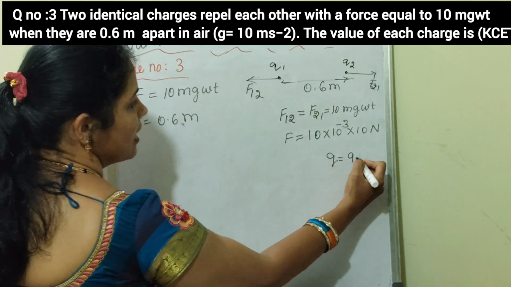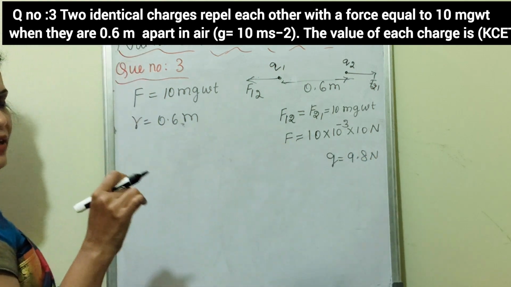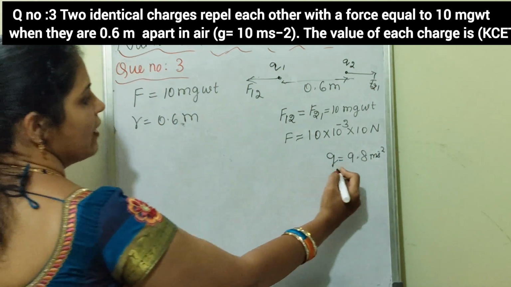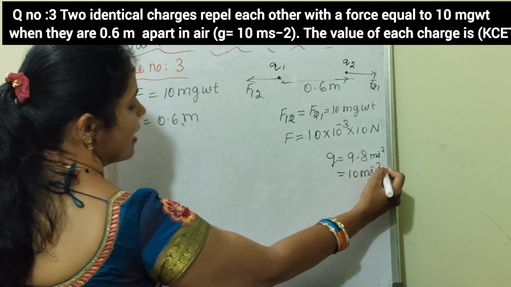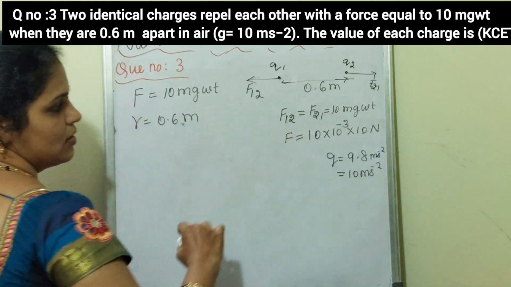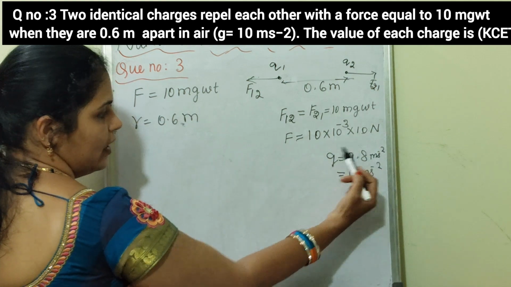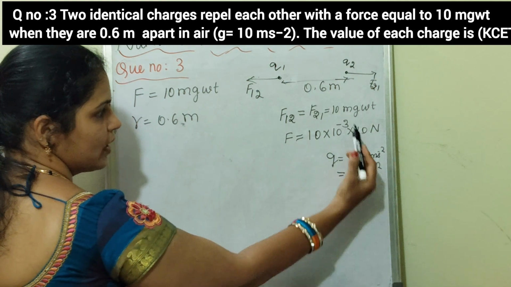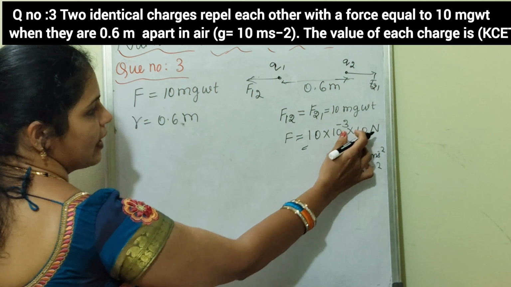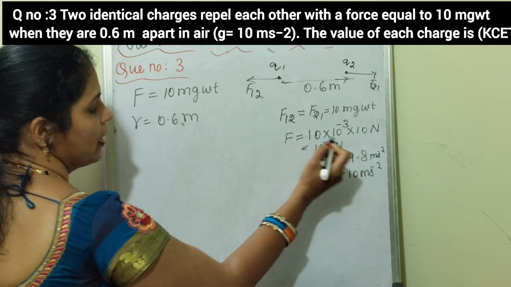You know that g is 9.8, but here in this problem they have given it as 10 meter per second square. That's why in place of gram weight, you write 10 Newton. Because 1 gram weight is 9.8 Newton if g is 9.8, but here it is given as 10 meter per second square. Therefore 1 gram weight is 10 Newton, right? So what is this? 10 into 10, that is 10 to the power 2. 10 to the power 2 into 10 to the power minus 3 is 10 to the power minus 1 Newton.